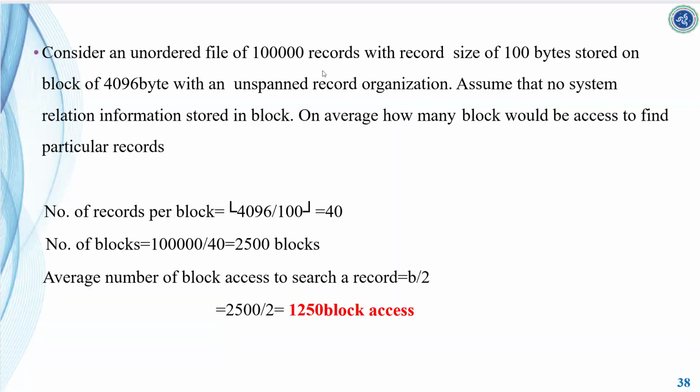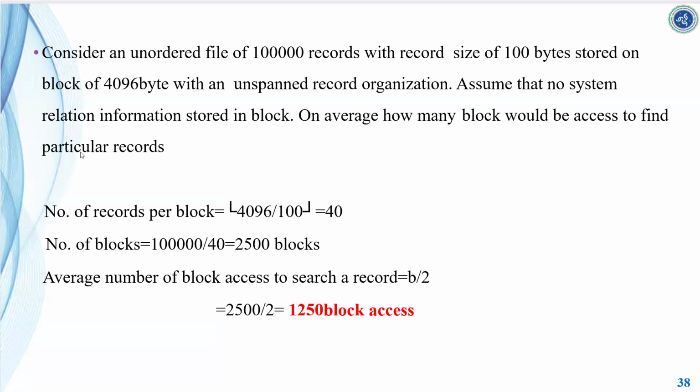Now we can consider an example. You are given an unordered file of 1 lakh records with a record size of 100 bytes, stored in blocks of 4096 bytes with an unspanned record organization. Assume that no system relation information is stored in the block. On average, how many blocks would be accessed to find a particular record?